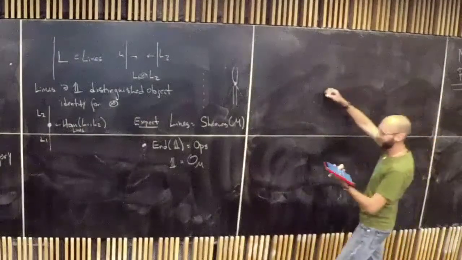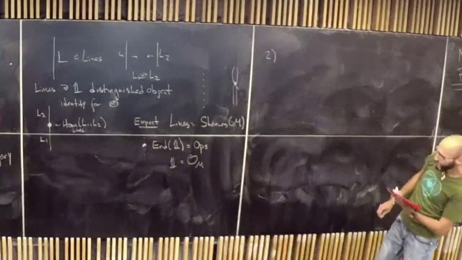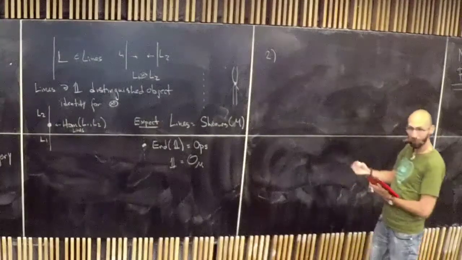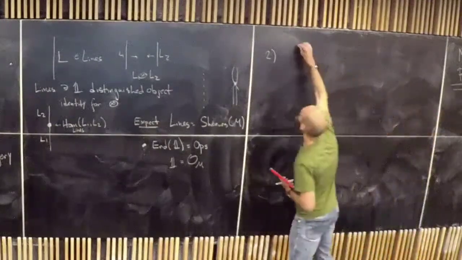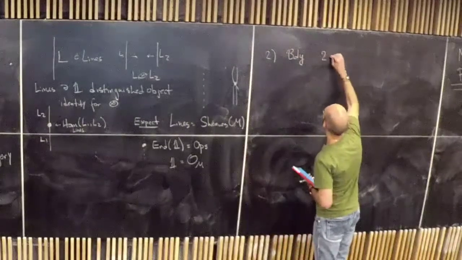And finally, in dimension 2, I'm going to consider boundary conditions. In general, one has interfaces. So there's a 2 category.